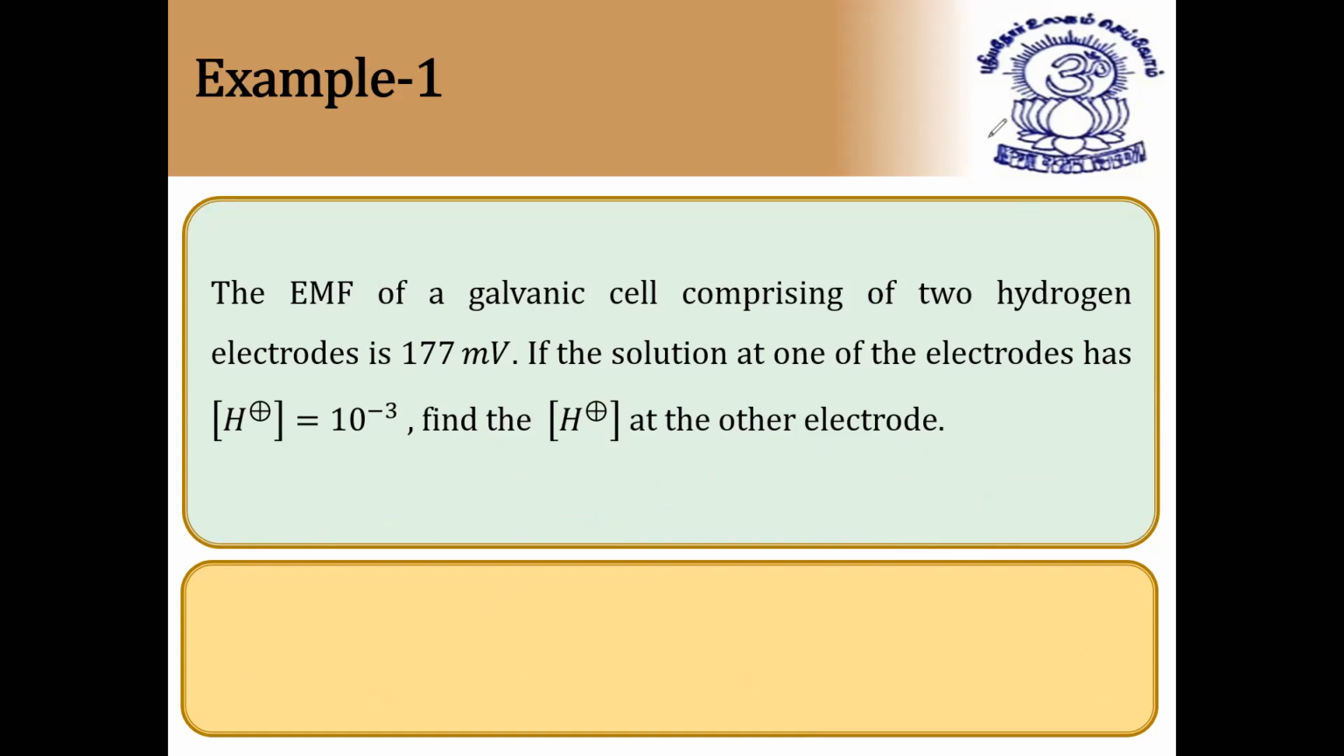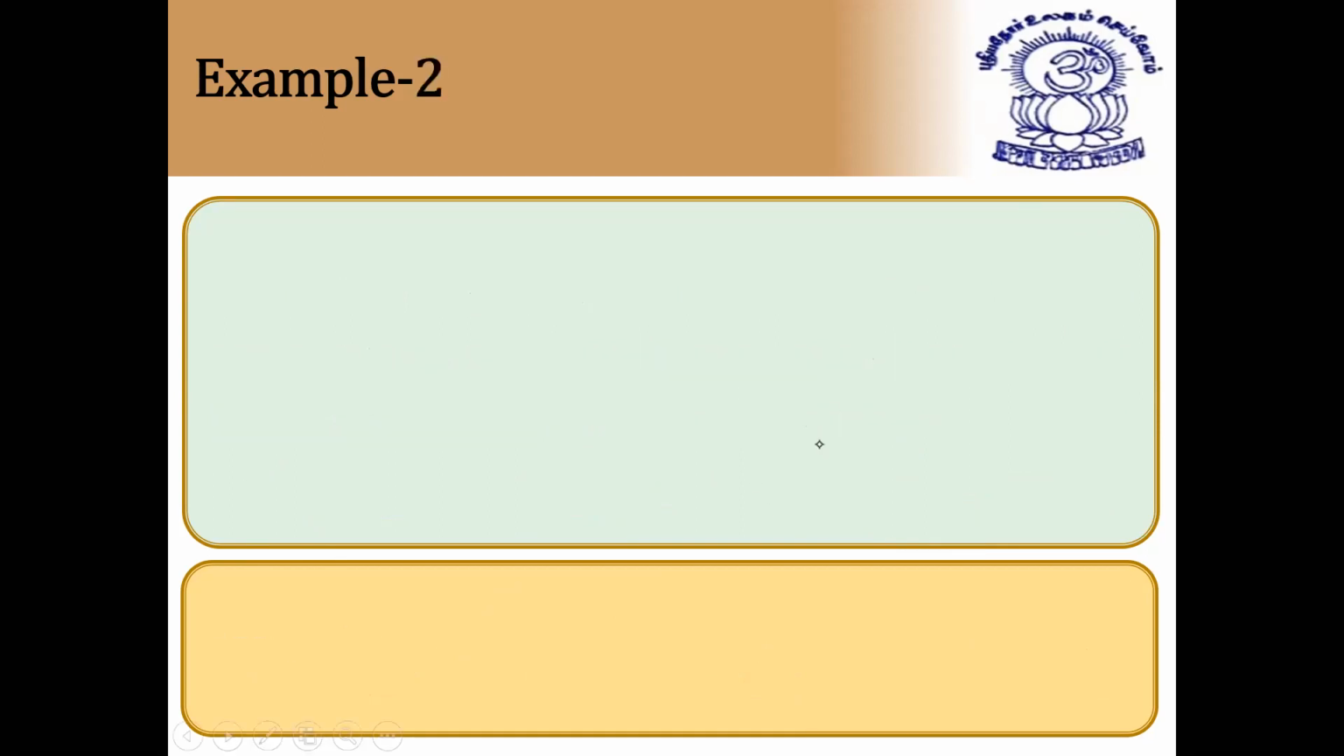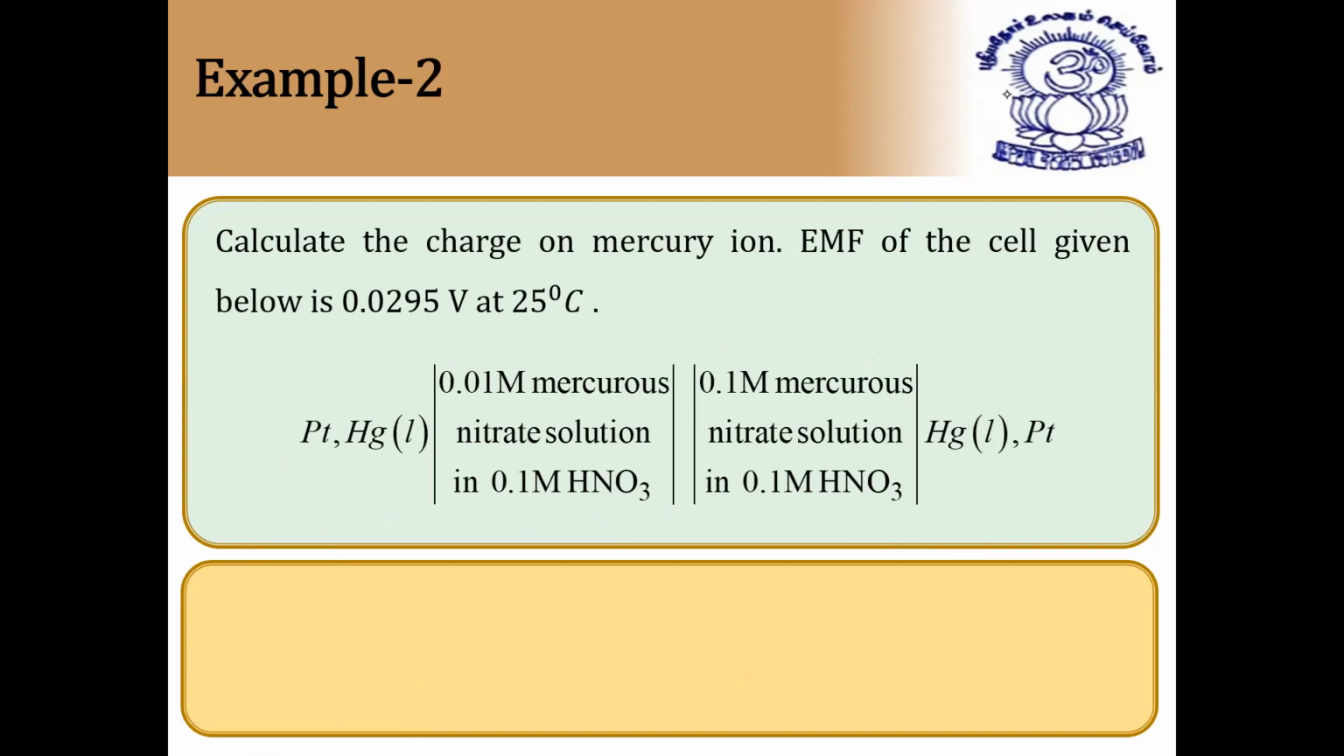The EMF, so 10 to the power minus 6 molarity will get. Calculate the charge on mercury ion. EMF of the cell is given below is 0.0295 volts at 25 degrees C. So they're asking us to find only charge. By using Nernst equation, easily you can find out.